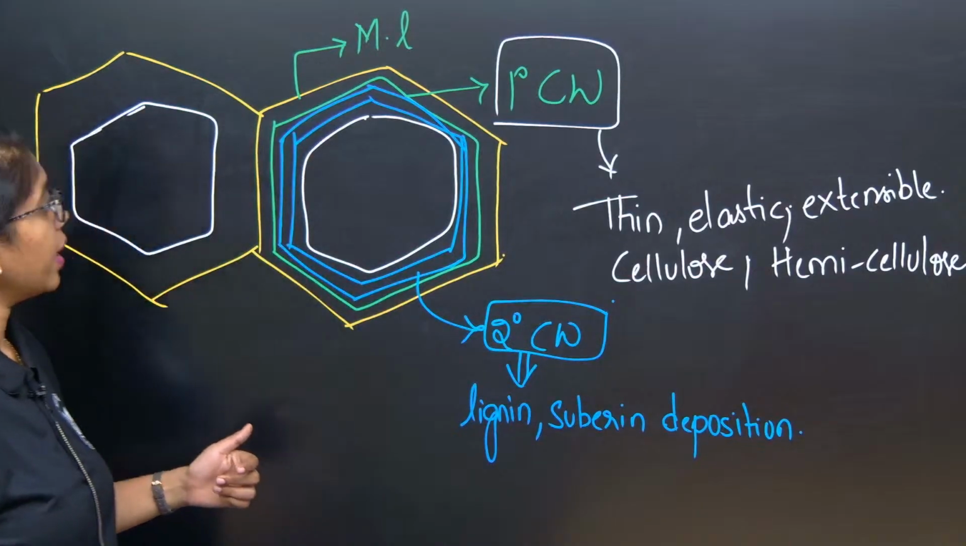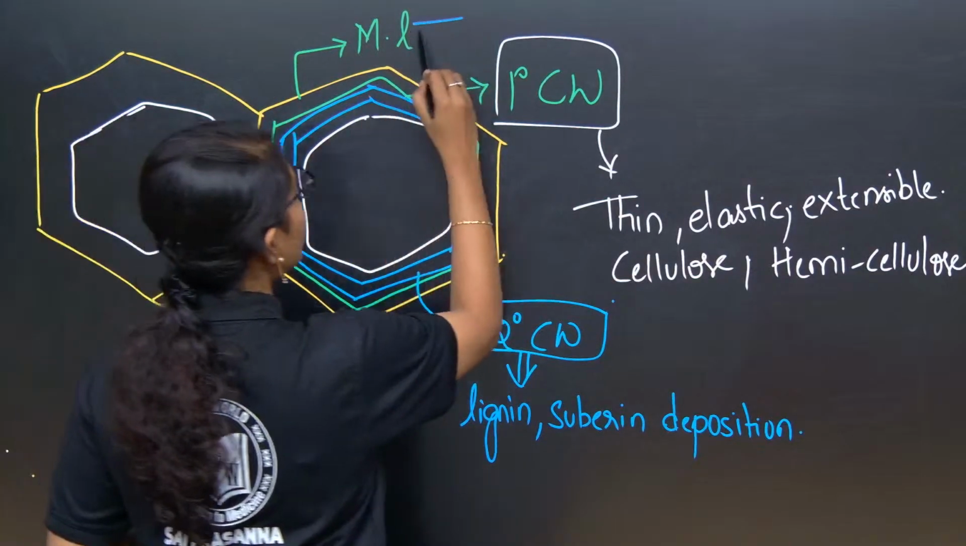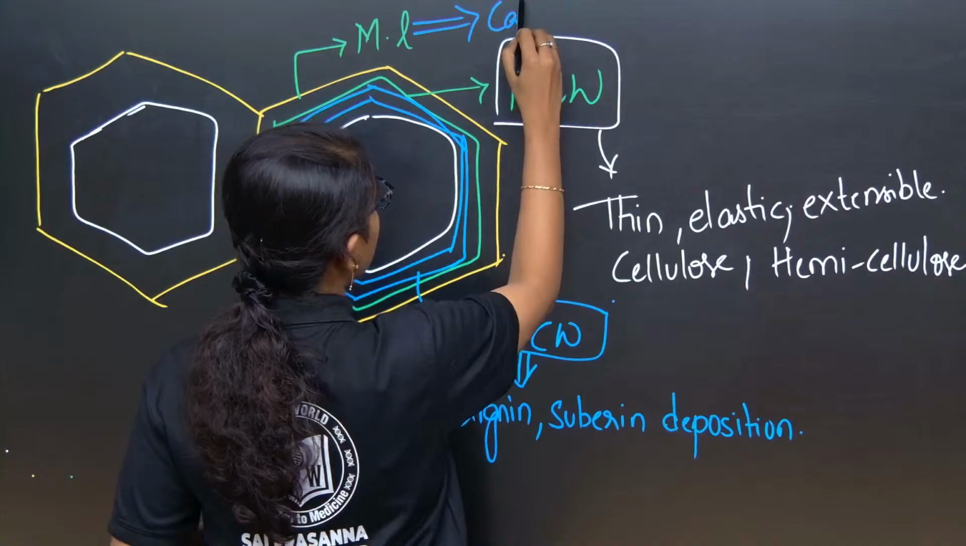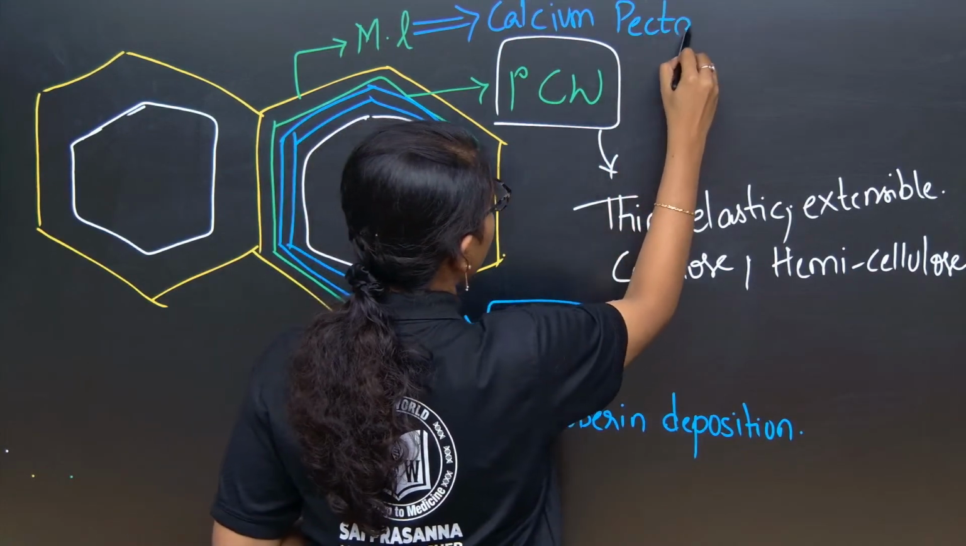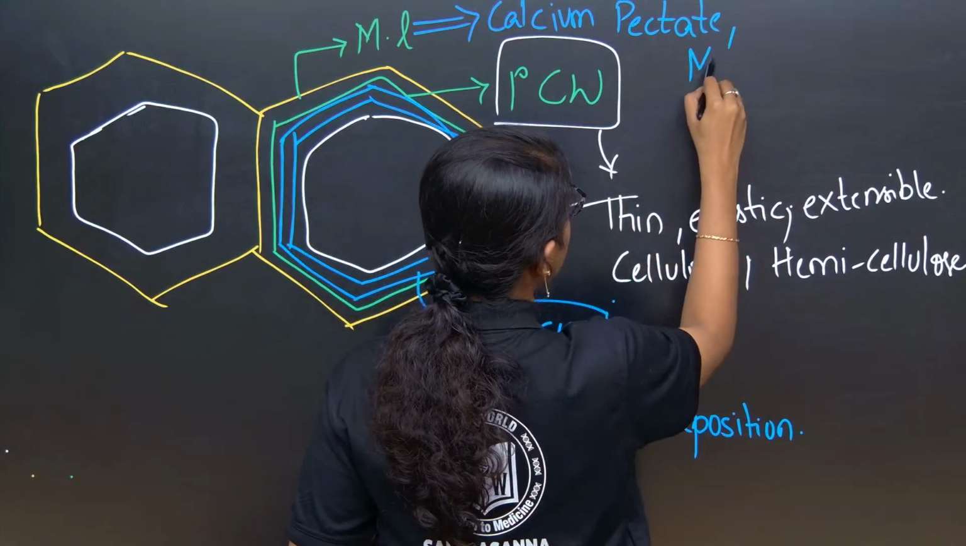Clear. So, here middle lamellae will be having calcium pectate and magnesium pectate.